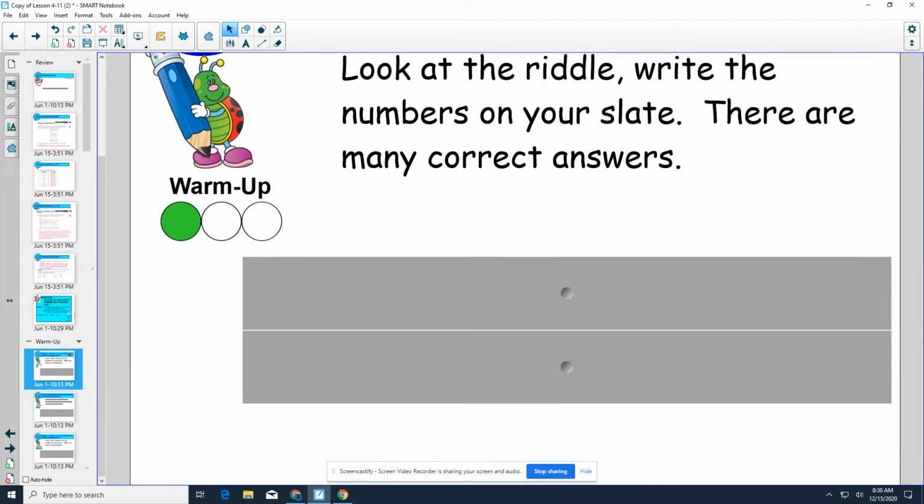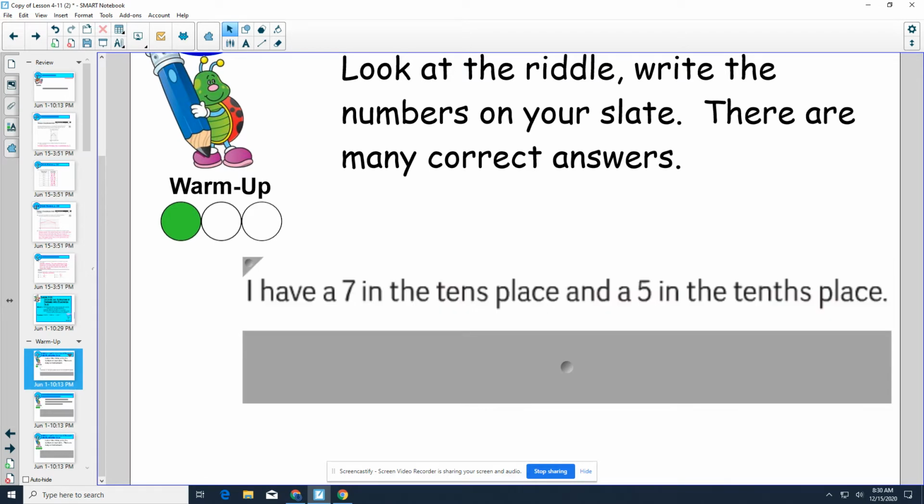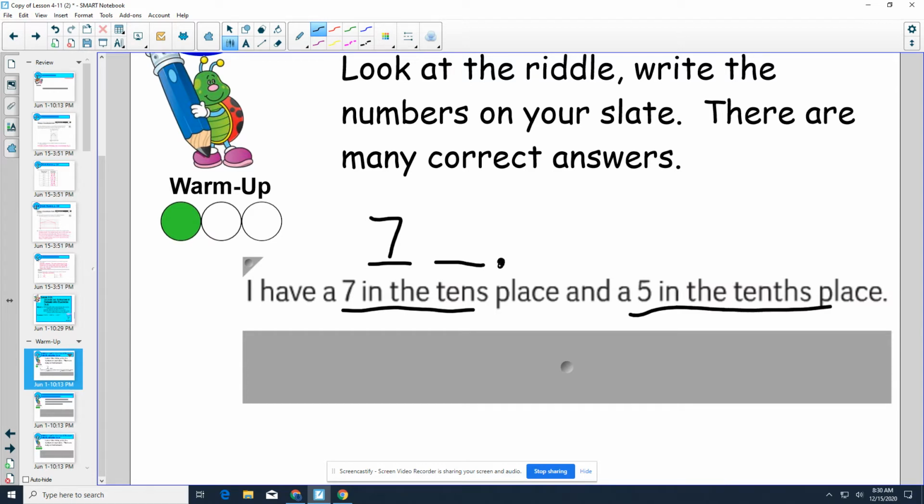We have a little riddle, and it says write the numbers on your slate or a piece of paper at home. There are many correct answers. So let's see. I have a 7 in the tens place. I know I got tens, and that means I have to have ones. And a 5 in the tenths place. So I know I got a decimal here. And in the tenths place, I have to put a 5. So I could put anything as long as I have a 7 in the tens and a 5 in the tenths.